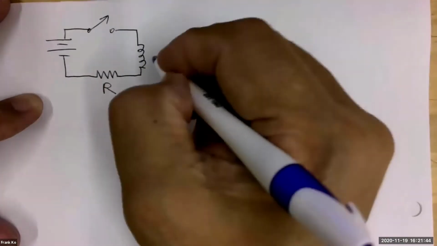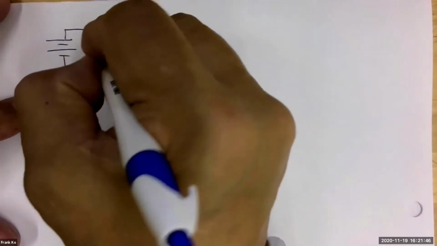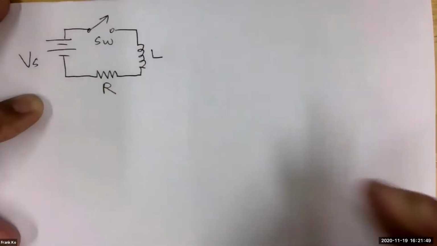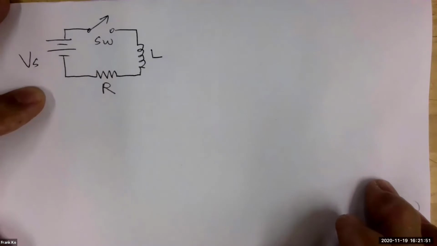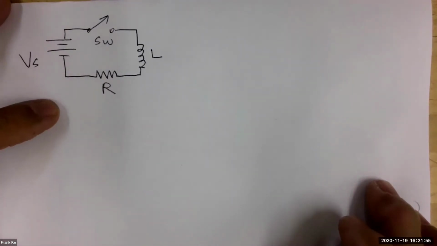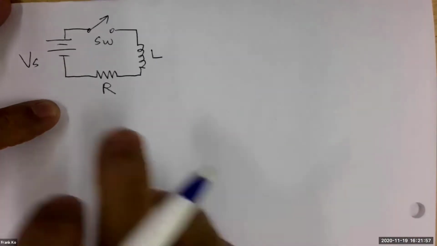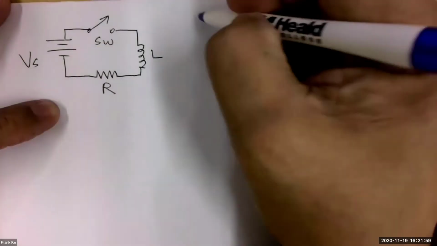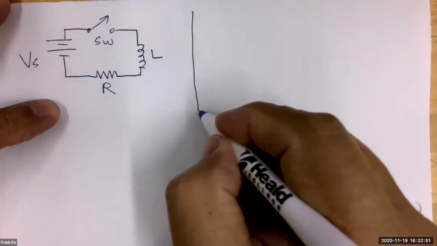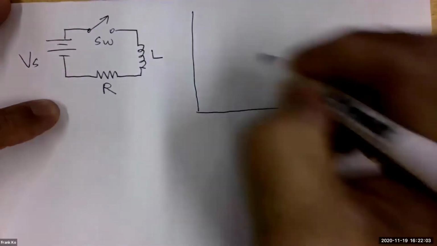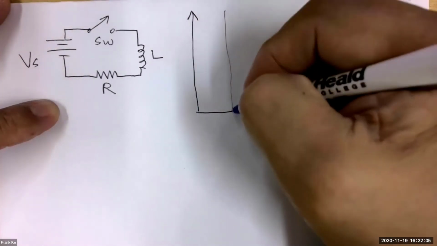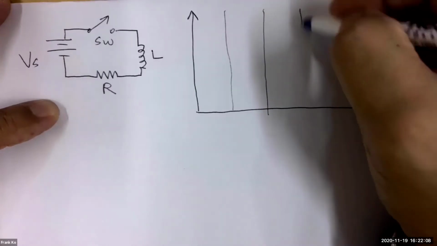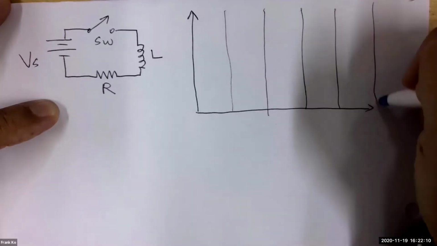So we have an R, we have an L, and we have an SW, and you have a VS. Looks a lot like our capacitor charging circuit, doesn't it? Guess what you're going to observe when the switch closes. When the switch closes, this will behave with our friend, the time constants that we've discussed before.